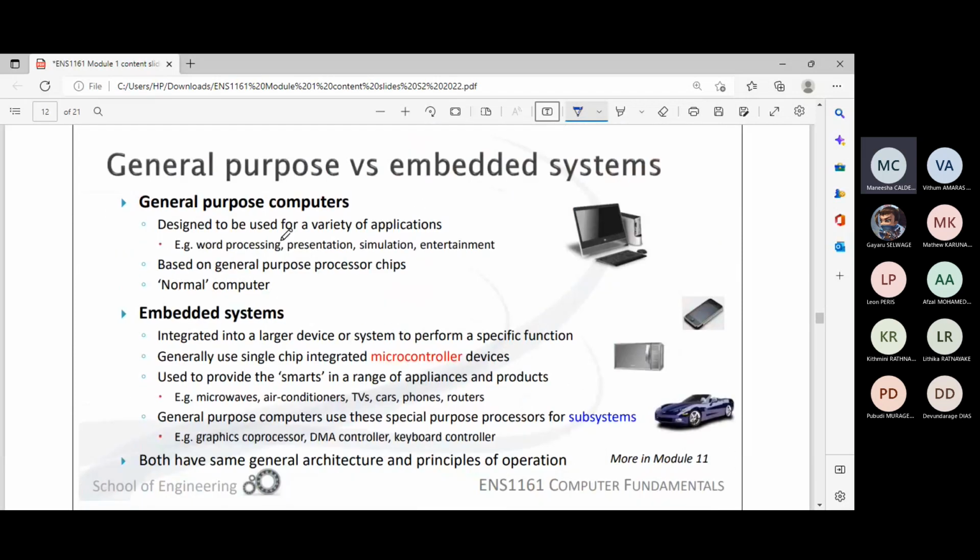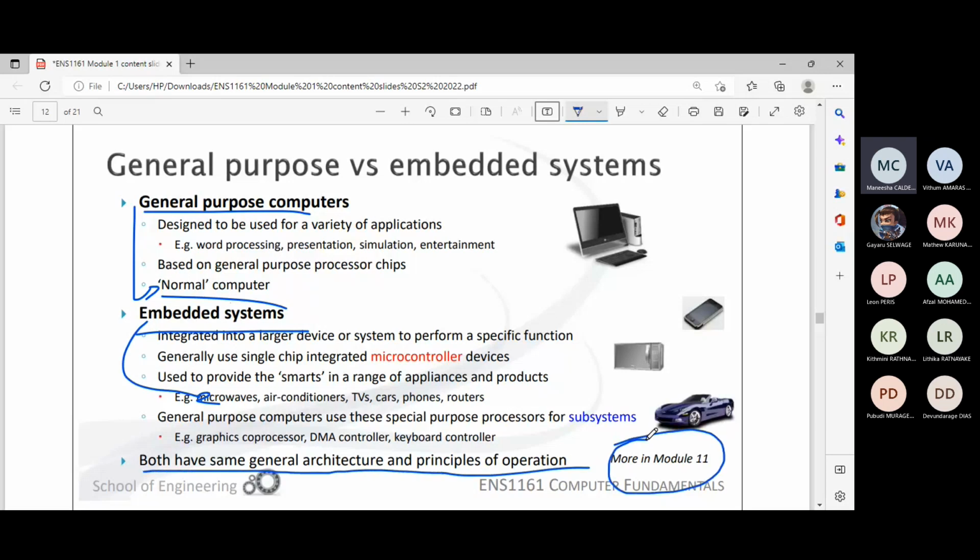General purpose versus embedded systems. General purpose computers are normal computers in generic terms, that we use in day-to-day life. But embedded devices have a very specific objective to perform a specific operation, such as microwaves, air conditioners, televisions, cars, and so on and so forth. Somehow we have to understand both have the same general architecture and principles of operation. We are supposed to discuss all of these things in module 11. We'll discuss in detail under module 11.